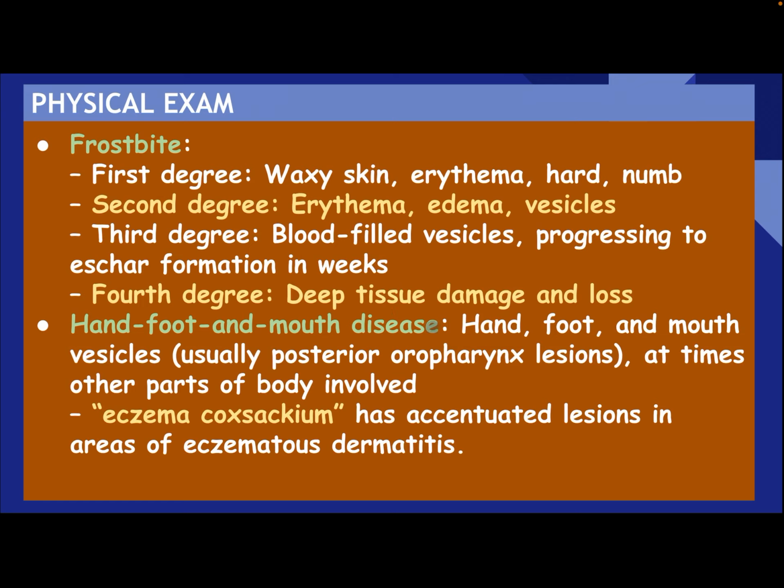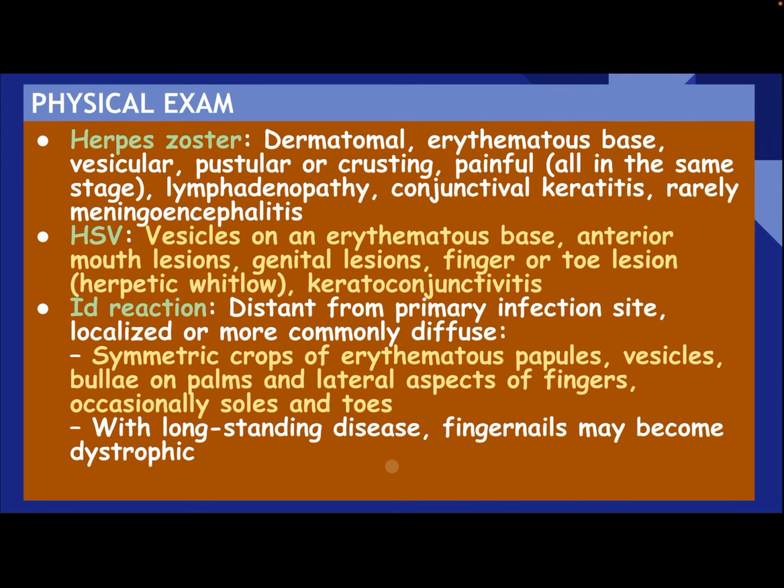Hand, foot, and mouth disease: vesicles on hands and feet, usually a posterior oropharynx lesion, at times other parts of the body involved. Eczema coxsackium has exaggerated lesions in areas of eczematous dermatitis. Herpes zoster: dermatomal, erythematous base, vesicular, pustular, or crusting, painful, all in the same stage. Lymphadenopathy, conjunctival keratitis, rarely meningoencephalitis.